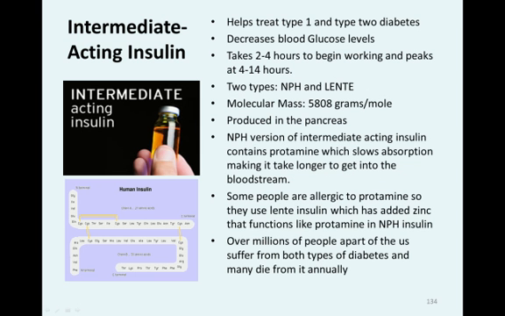Intermediate-acting insulin is a drug used to help treat type 1 and type 2 diabetes. The main objective of the drug is to decrease blood glucose levels. The natural insulin of the body is produced in the pancreas. The molecular mass of this drug is 5,808 grams per mole. Millions of people in the U.S. suffer from both type 1 and type 2 diabetes, and many suffer and die from the disease annually.